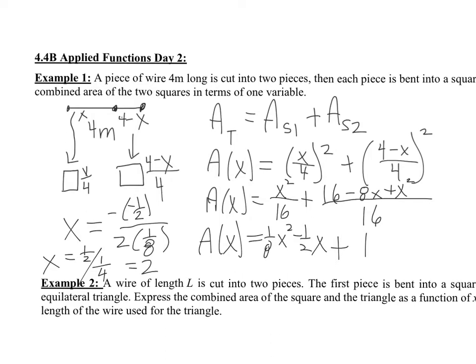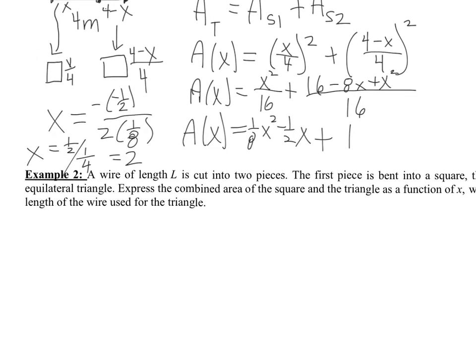So the x value of 2 is what will minimize the area, which is interesting. That would be cutting it directly in half. And then we can get the area by taking 2 and substituting it in. And we could also, I suppose, get the perimeter as well.